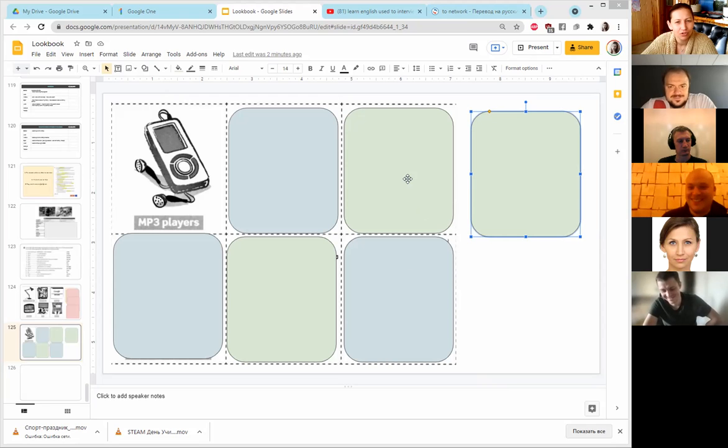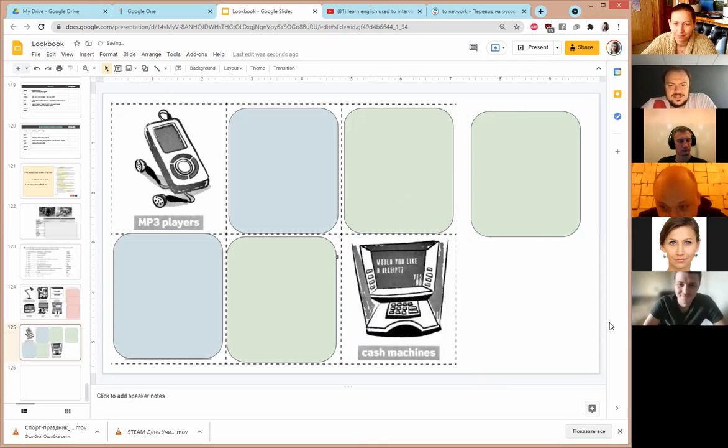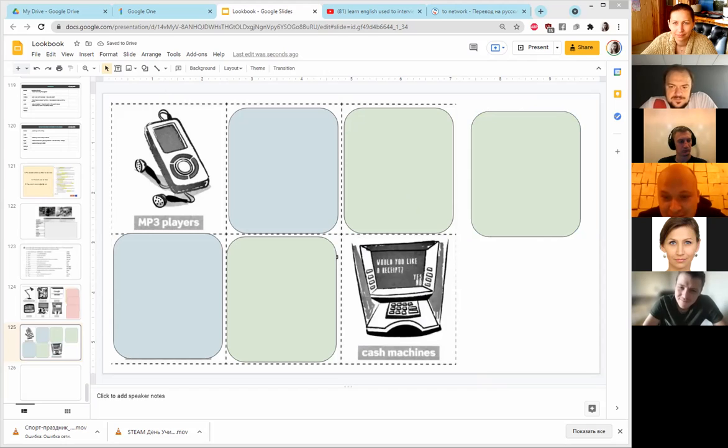Andrew, color. Yellow. A cash machine. How did it change the world? Actually, I don't know. You could use these machines to get money when you need. You mean before cash machines and after cash machines? Okay.